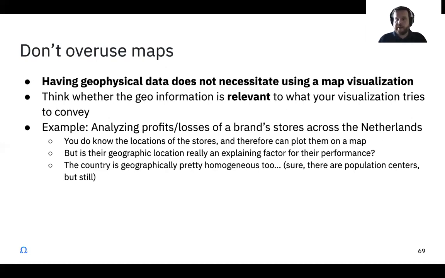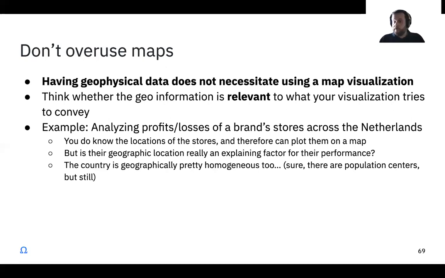If, for example, you will be controlling a brand or a company that sells stuff across the Netherlands, and you're going to be analyzing profits and losses of your stores across the country, you do know the location of the stores, so you can plot them on the map of the Netherlands. That's fine, but is their geographic location really an explaining factor for their performance? Isn't it more what kind of people you have there, what the campaigns were in that particular region, etc.? So there are other explaining factors for your store's performance, probably.